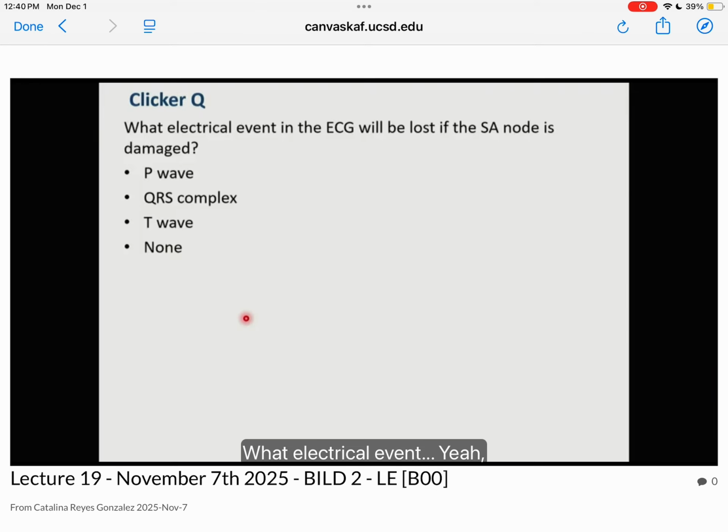What electrical event, it's not working. Oh, okay. What electrical event in the ECG will be lost if the SA node is damaged? What do you guys think?